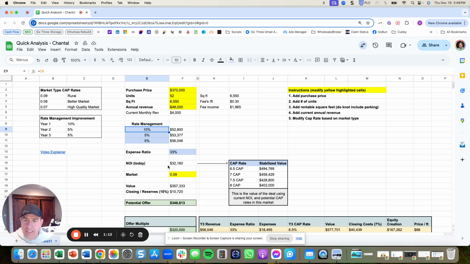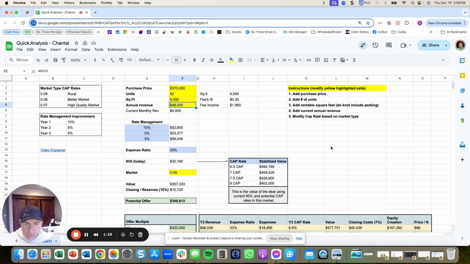And so in this example, you can see that the net operating income is $32,160 assumption. If we know what the exact number is, we can essentially type that in here if we want, but I'm assuming 33% expense ratio off of the $48,000 annual revenue. On the right-hand side, this $32,000 is going to give us an idea of the value of this facility at its current stabilized value at a 7, 7.5, and 8 cap. We may be working on deals that are in 6.5 caps, but most of them will be in the 7 to 8 cap range. And so what is this value there?